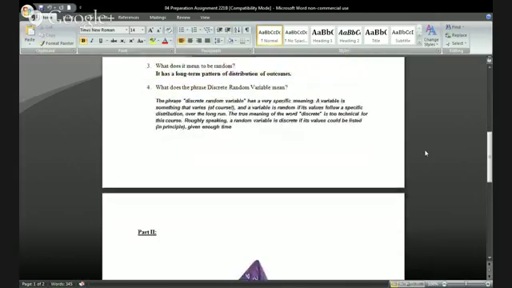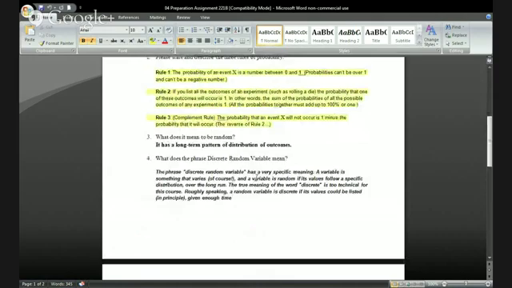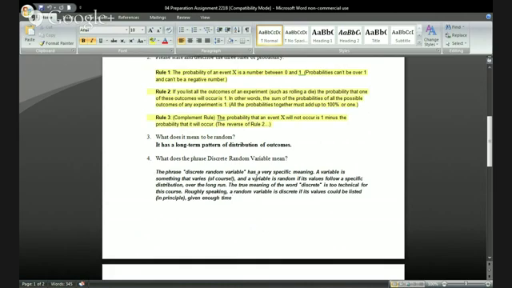Okay, and then for the discrete random variable, I just copied it straight from the reading. A variable is something that varies, and a variable is random if its value follows a specific distribution over a long run. The true meaning of the word discrete is too technical for this course. Roughly speaking, a random variable is discrete if its values could be listed given enough time. So that was really confusing, so I just copied it exactly, because it doesn't really say. Yeah, it never really said, but I just put a random variable is discrete if its values could be listed in principle, given. Okay, that makes sense.